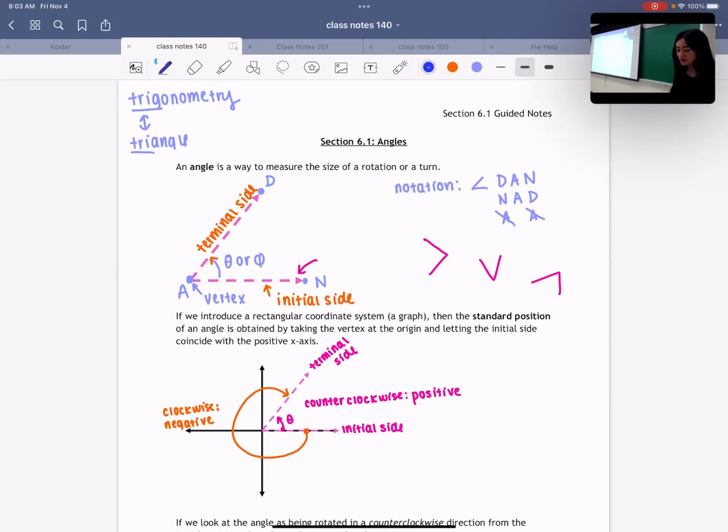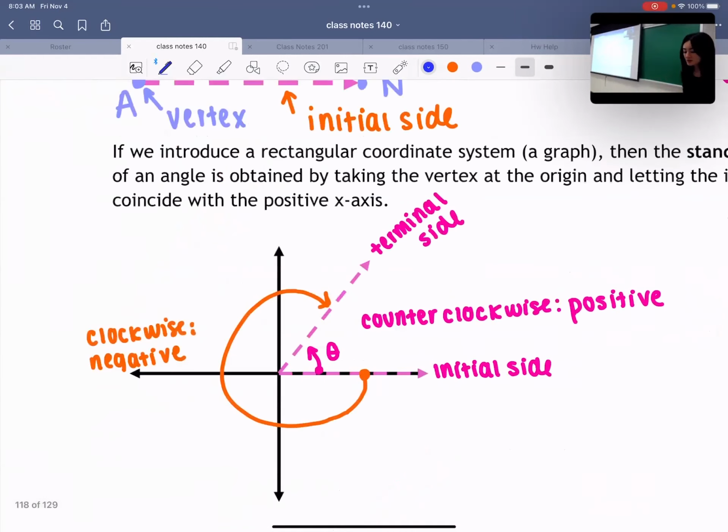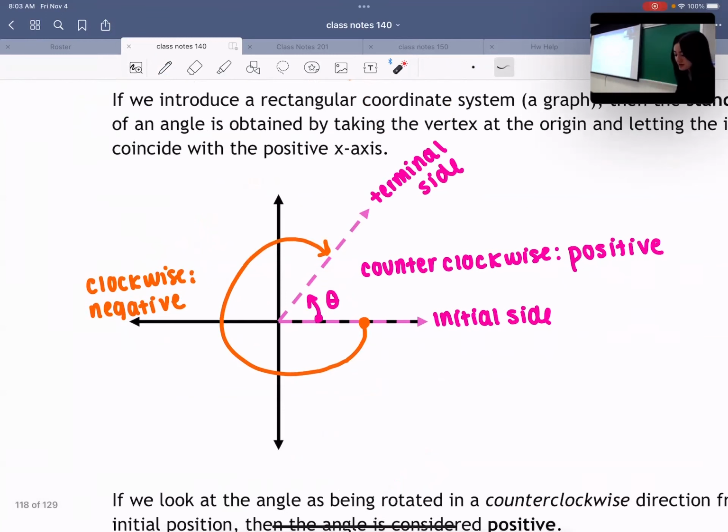Now, I told you that angles have a very special form in this class. Usually they will open up to the right, okay? Sometimes they won't, but most of the time you'll see them open up to the right because we stick them in an X and Y axis. So usually we'll stick an angle where the initial side, or the side that we always start from, is always on the positive x-axis. The terminal side is the side that we end at, so that's where the angle ends.